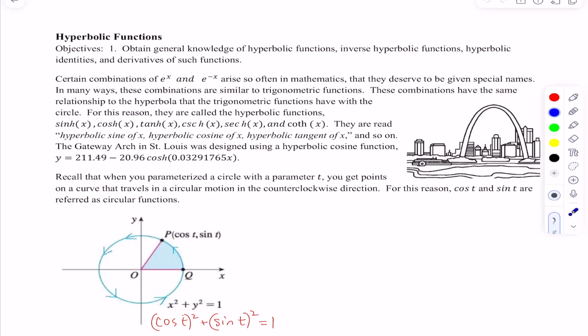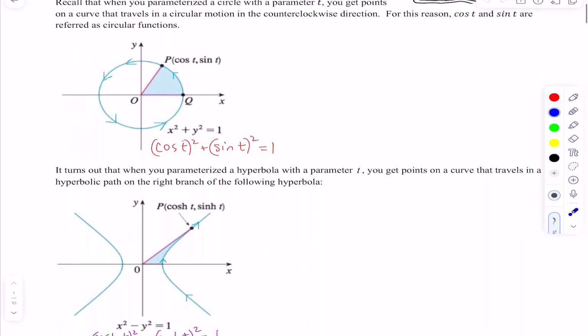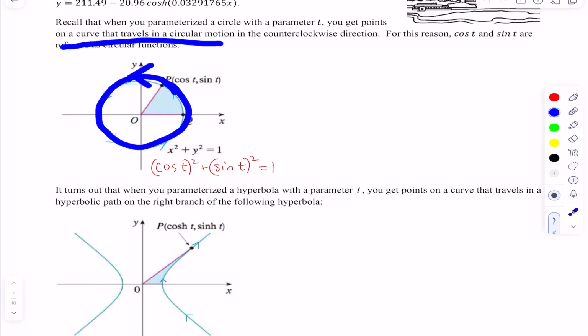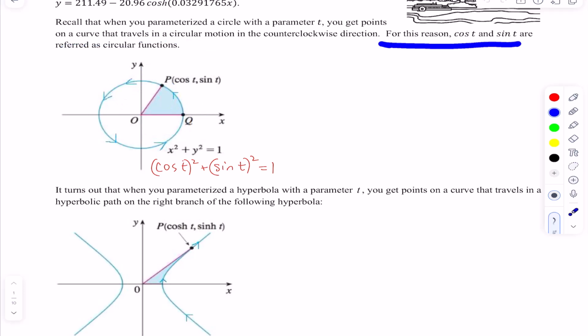Let's dive into a little bit more detail of why they resemble trigonometric functions, yet they really have nothing to do with trigonometry. Recall that when you parameterize a circle with the parameter t, you get points on a curve that travels in a circular motion. And that circular motion is in the counterclockwise direction. For this reason, cosine of t and sine of t are referred to as circular functions.